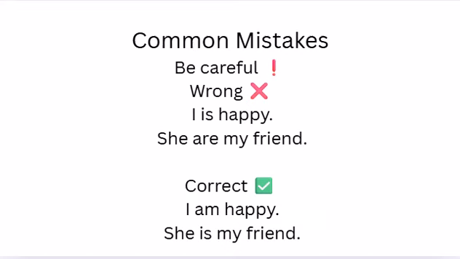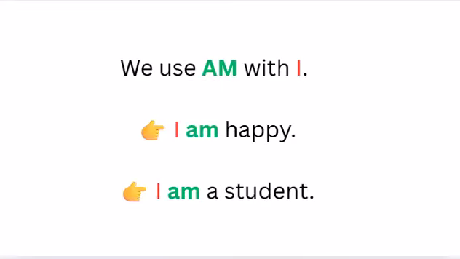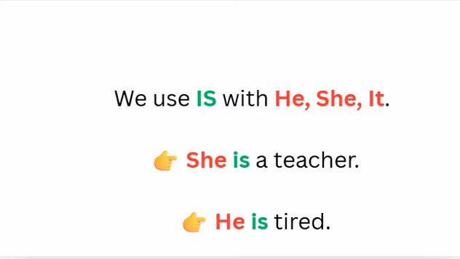So, for example, I will say where we have to use am. I am a student. I am happy. And for example, where we will use is. It is a book. This is my phone. She is in office. He is tired.